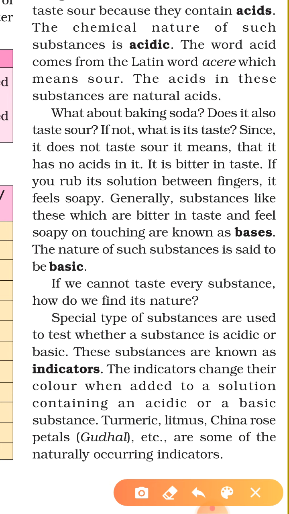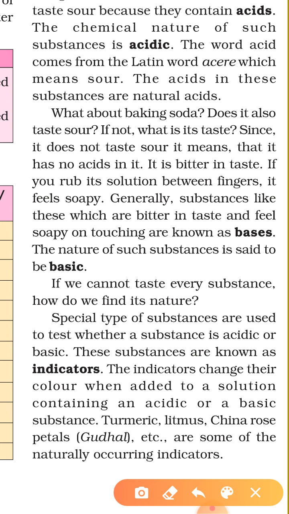So what are indicators? Indicators change their color when added to a solution containing an acidic or basic substance. Suppose I have to identify whether a substance is acid or base. We have two types of indicators, one is natural, another is artificial. When I add the indicator to a particular solution and its color changes, then we can identify whether this is acid or base.